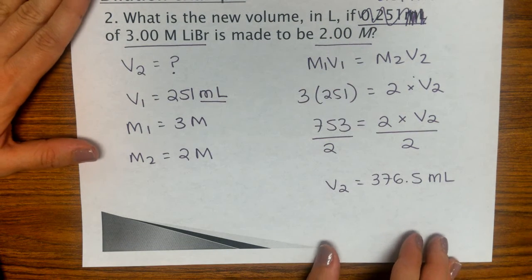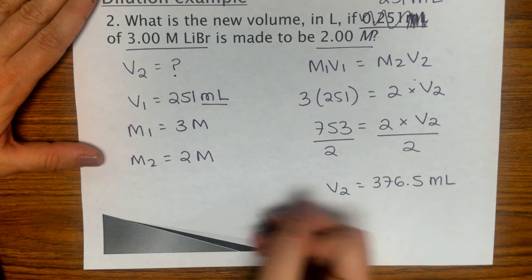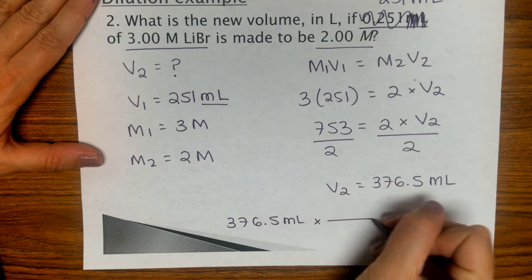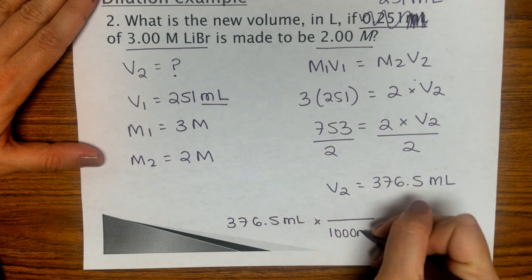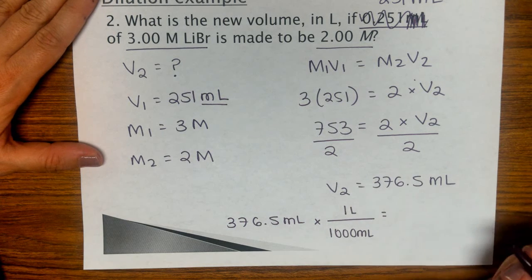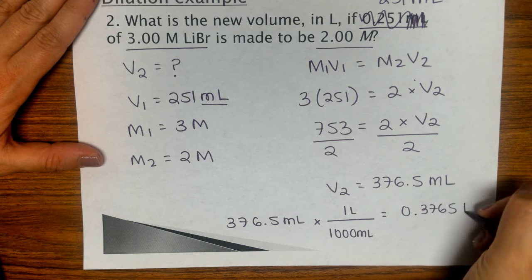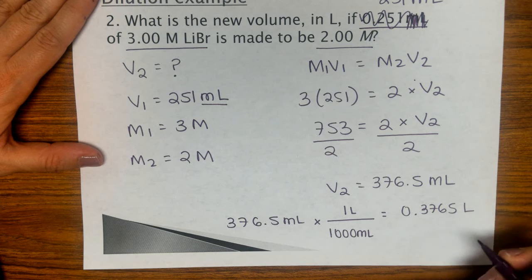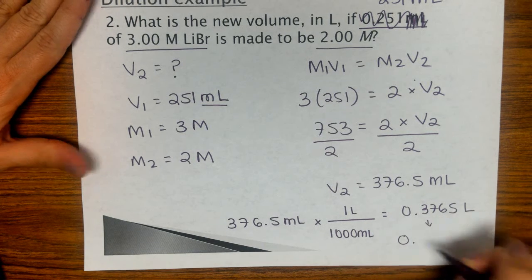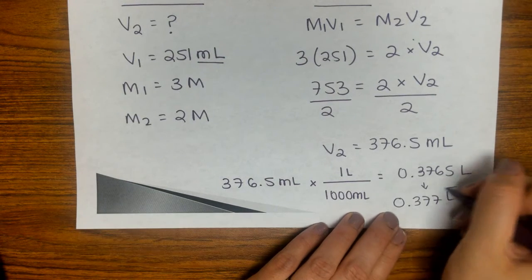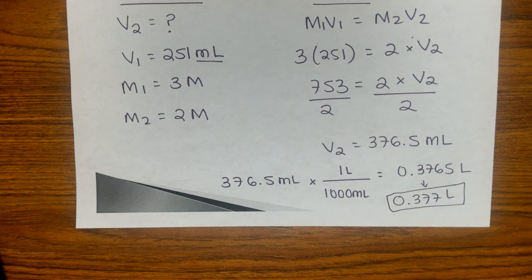Now the question asked for the volume in liters, so we need to change that. 376.5 milliliters. To change it to liters, you divide by 1,000. And that would be 0.3765 liters. With significant figures, you would use 3 sig figs, so 0.377 liters. Final answer. And that's why I changed the milliliters, because when it was 0.251, it's just going to be a really small number.